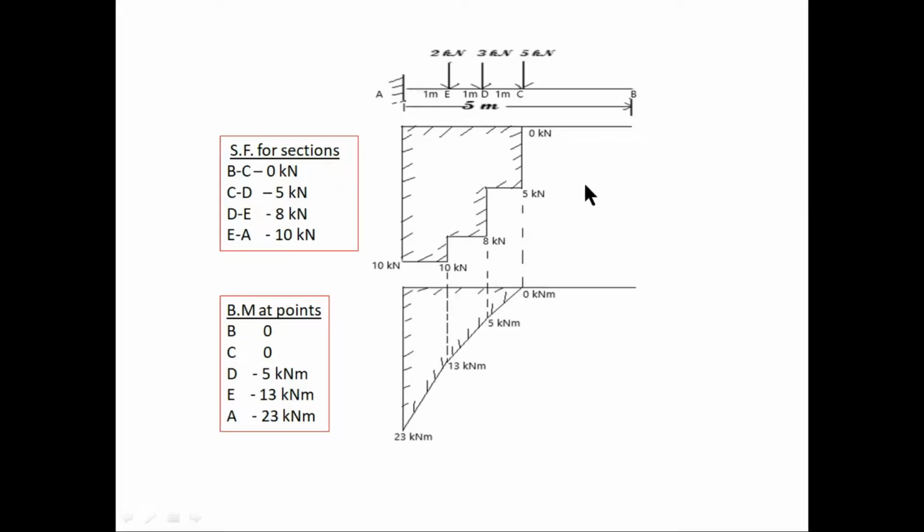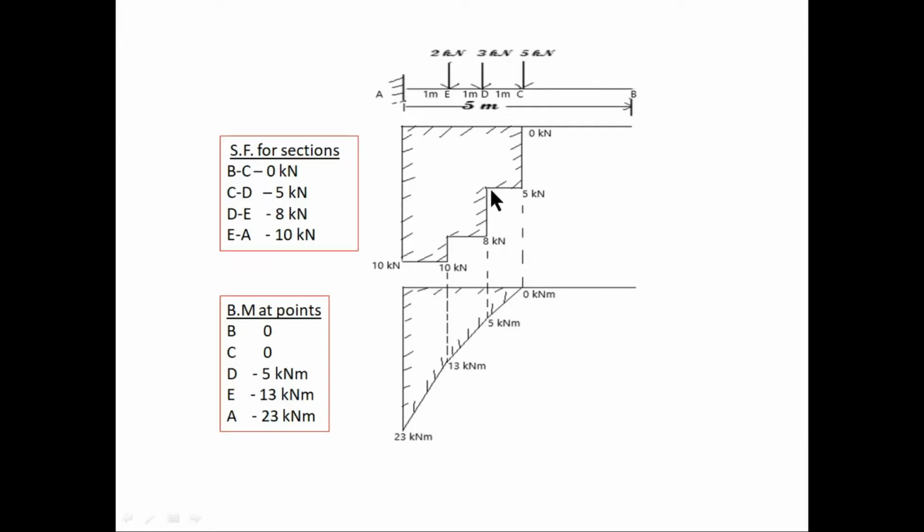Then we have to start drawing for the different points and for the different sections. So from B to C, SF is going to be 0. So it is 0 till here. Then for the section CD, it is going to be 5 kN. So here at this point, the SF is 5 kN and it continues till here, till the point D.